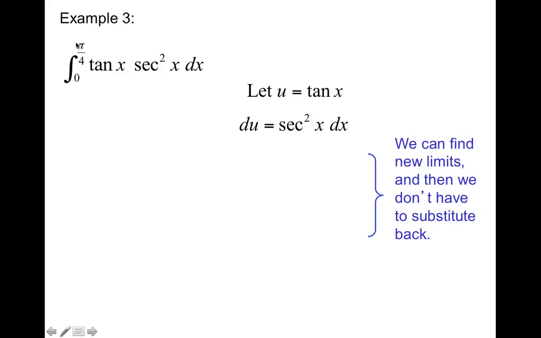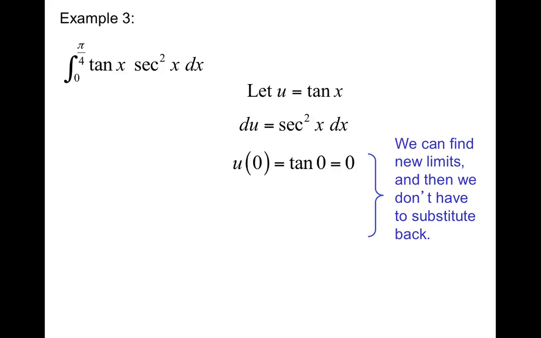Because these limits right here are for x values, and if I'm going to be using u now, I need to get limits that are also u values. So this is new. This part is very important. I'm going to take my limits here, plug them in for the x right here, tangent of x, and get u values that would get us better limits that match up with the variable that we're using.